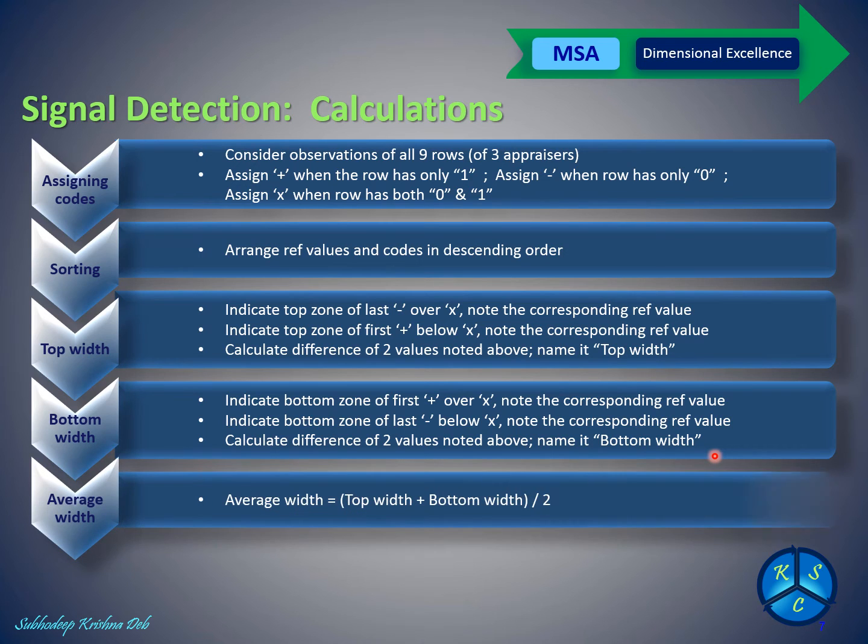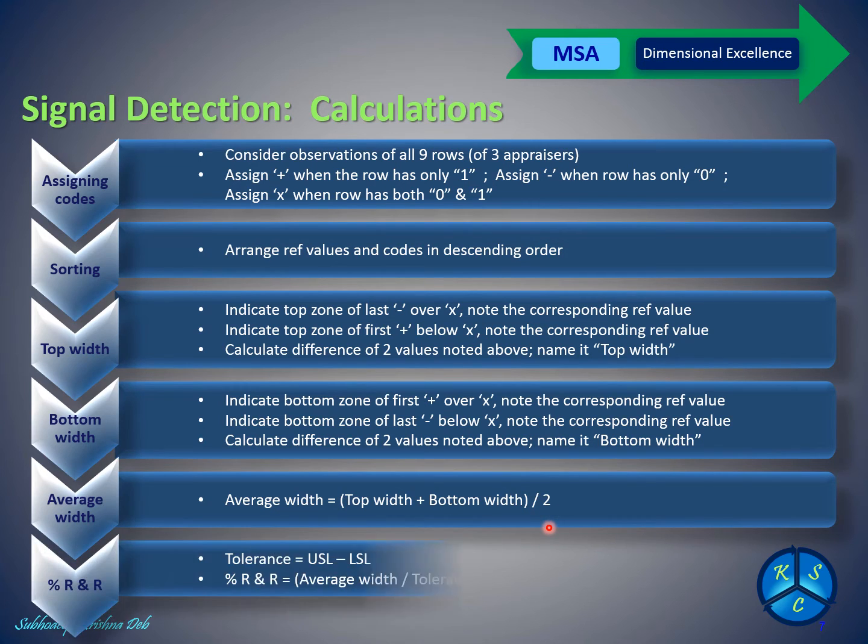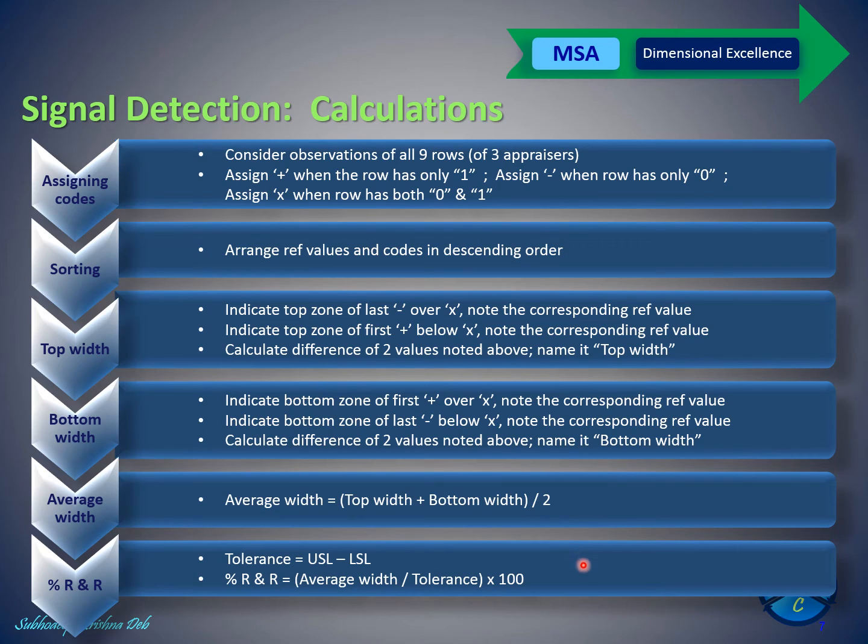Now using the bottom weight and the top weight, we calculate the average weight, which is bottom weight plus top weight divided by 2. After this, we calculate the GRR. The tolerance, as we know, is the difference of USL minus LSL, and percentage R&R is given by average weight divided by tolerance times 100. So this is how we calculate the GRR value. Now how to interpret the results, and what are the actions? Let us see.